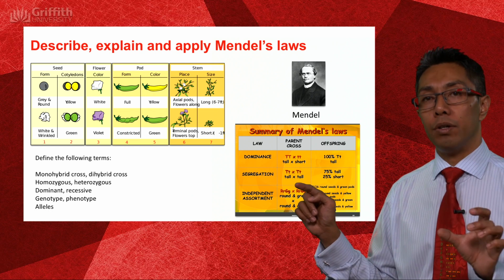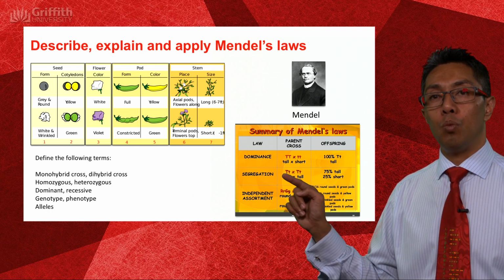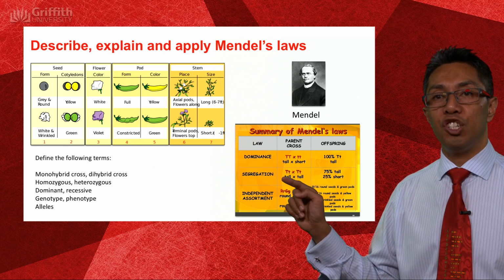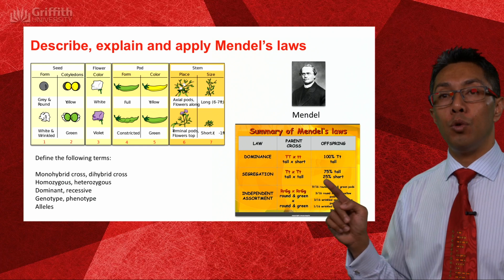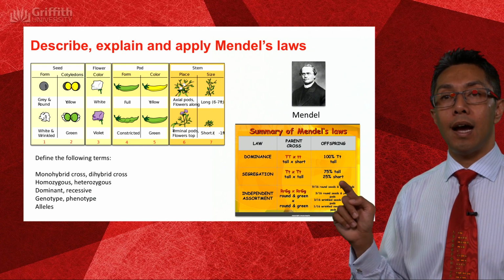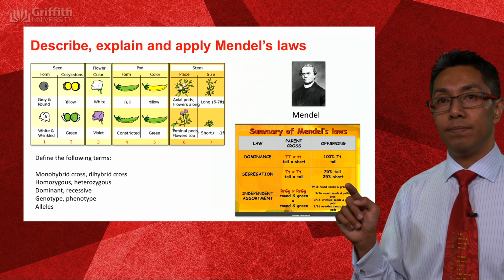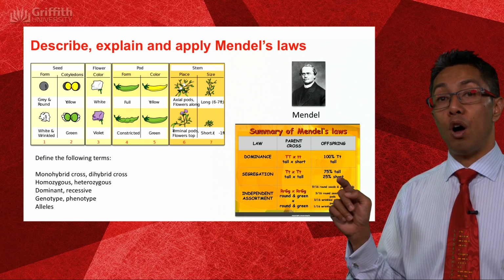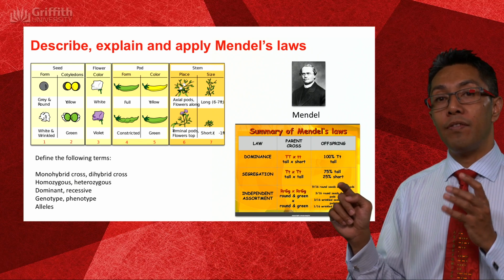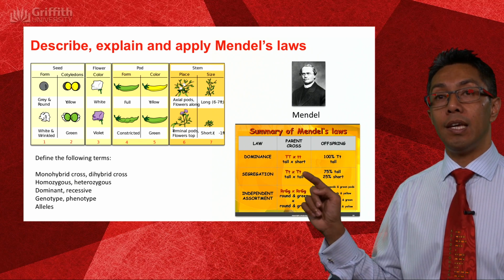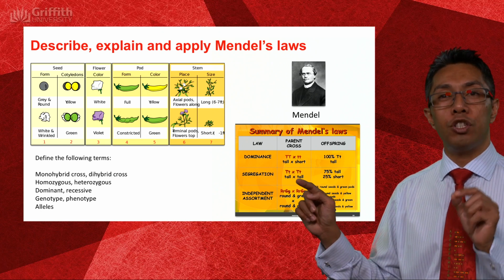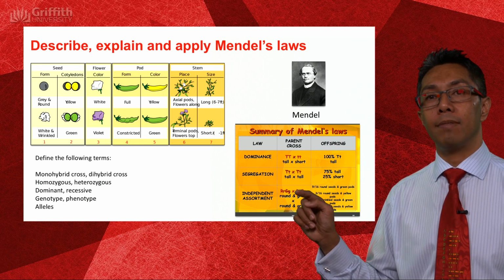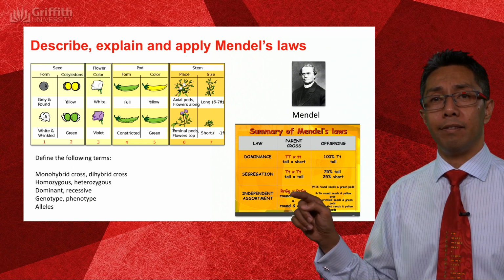So when he crossed two tall plants, which we call heterozygous because they have two different genes, he noticed that you always get this ratio of phenotypes. 75% of them are tall, 25% of the offspring are short. The only way for that to happen is if these alleles, these versions of the genes, are inherited independently, segregated.